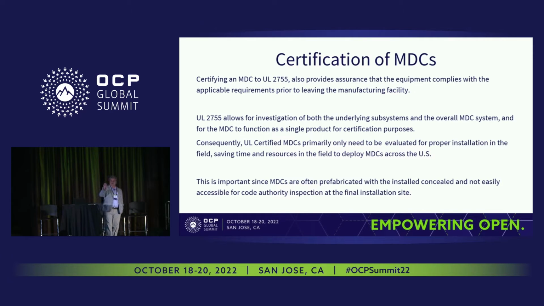UL 2755 allows for investigation of both the underlying subsystem and overall MDC. As I mentioned, an MDC could be all in one or could be a system of multiple units. Consequently, UL certified MDCs primarily only need to be evaluated for proper installation at the site of deployment, because you have to bring the supply, you have to ground the equipment properly, you have to have a proper footing for the installation of your unit, because your unit could be 20 foot, 40 foot, 50,000 pounds, or so on. Actually, 40,000 pounds, I believe, the ISO container.